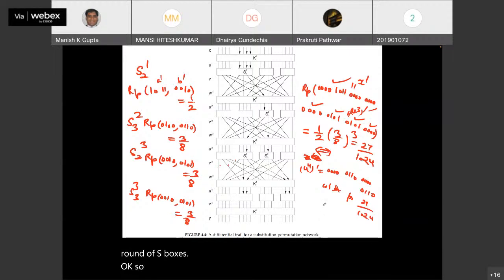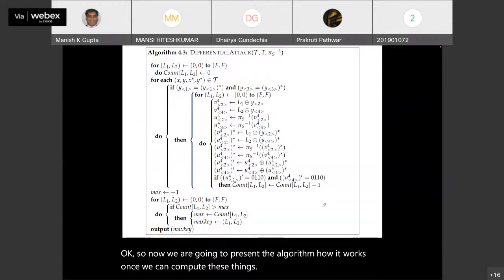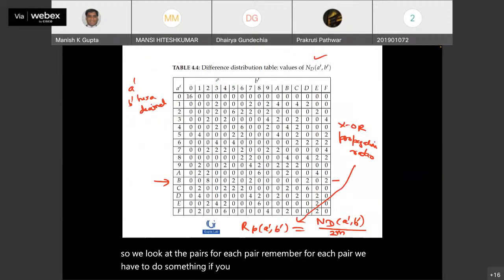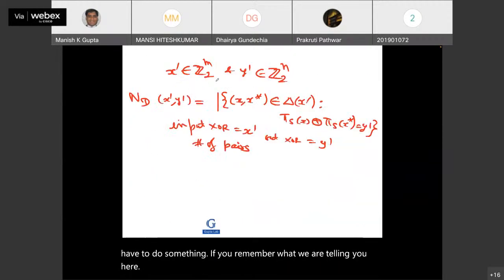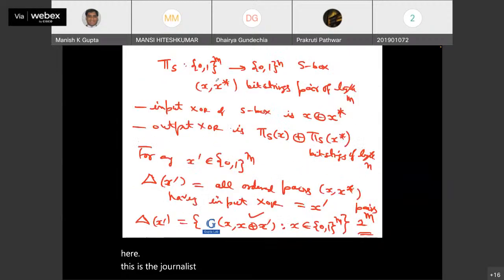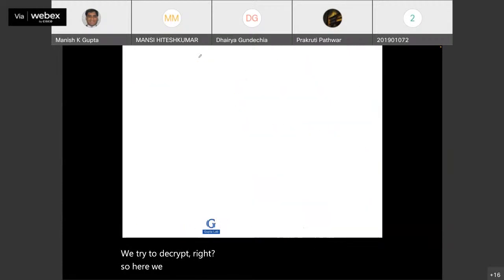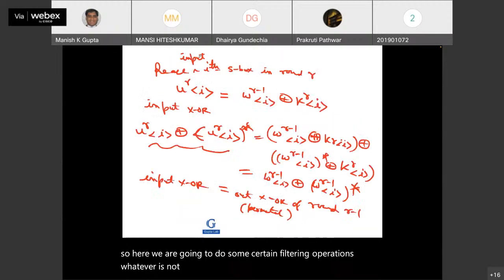Okay, so now actually we are going to present the algorithm, how it works. Once we can compute these things, here is the algorithm. So we look at the pairs. For each pair, remember, we have to do something. If you remember, this is the general strategy which I was talking about. For each pair we try to decrypt, right? So here we are going to do some certain filtering operations, whatever is not required.